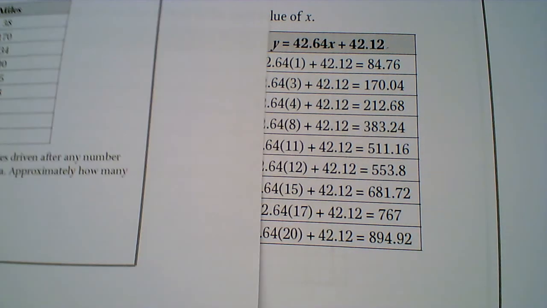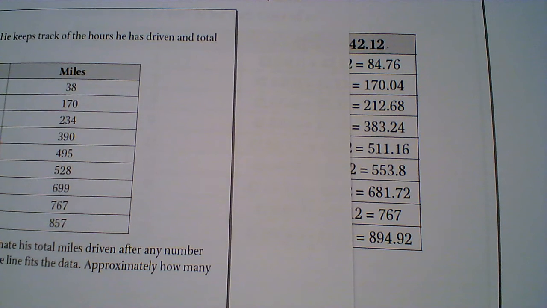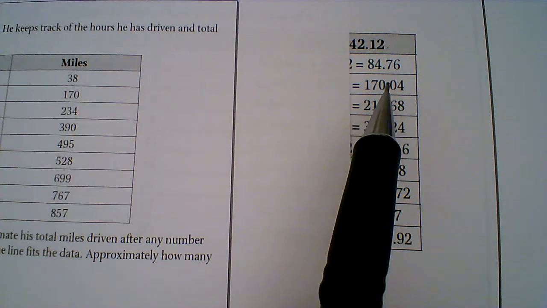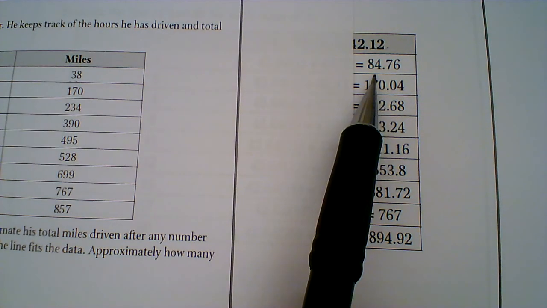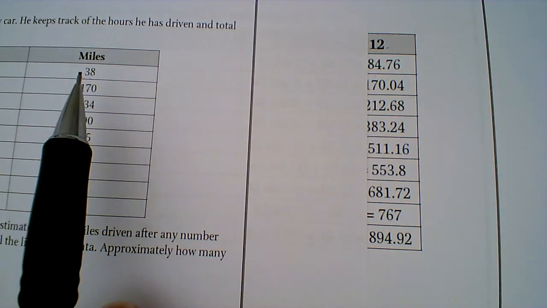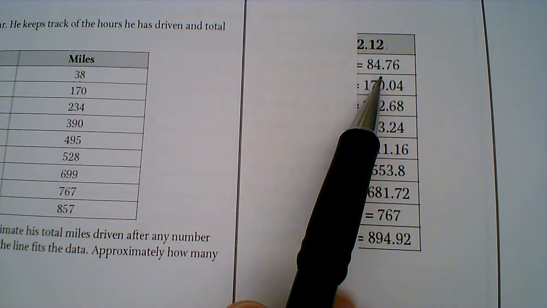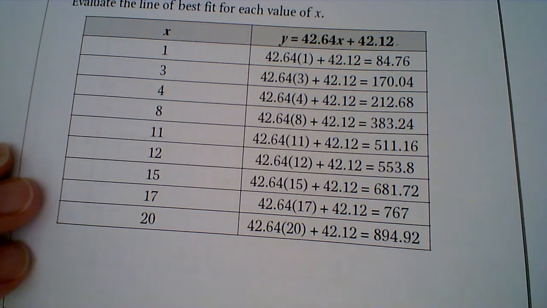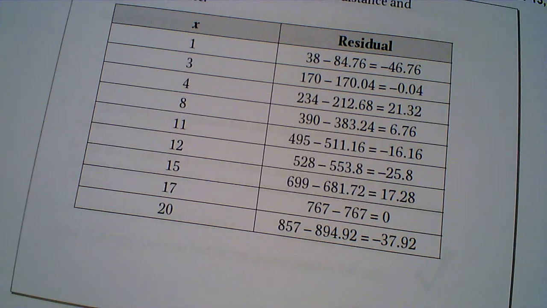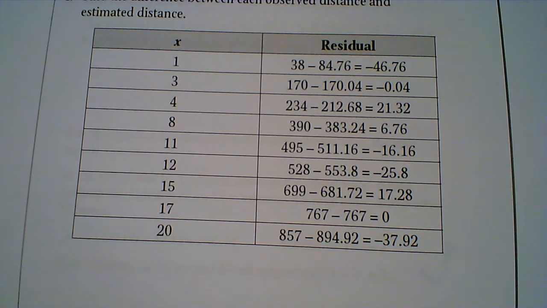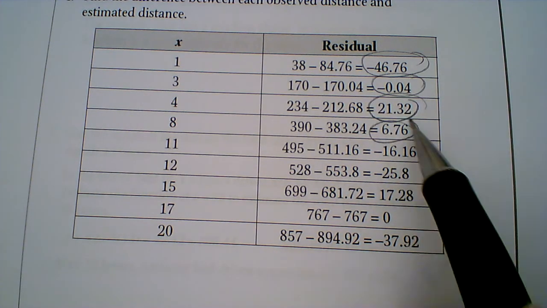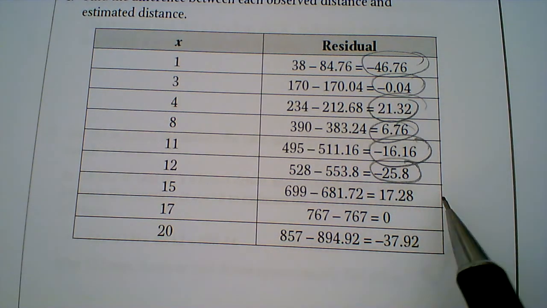Once you have that, then you have to go back and line up the two tables again. My original for number 1 was 38. From the line, it's 84.76. So we would take the 38 minus the 84.76, place that in another table. So when we're done, our residual table would look like this. And these are the new points that we will plot on our graph.